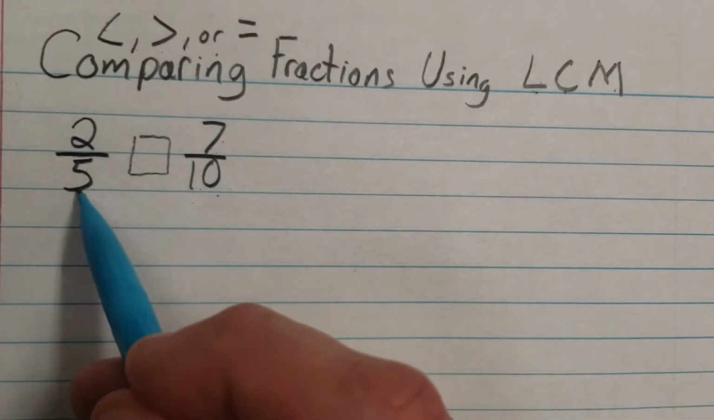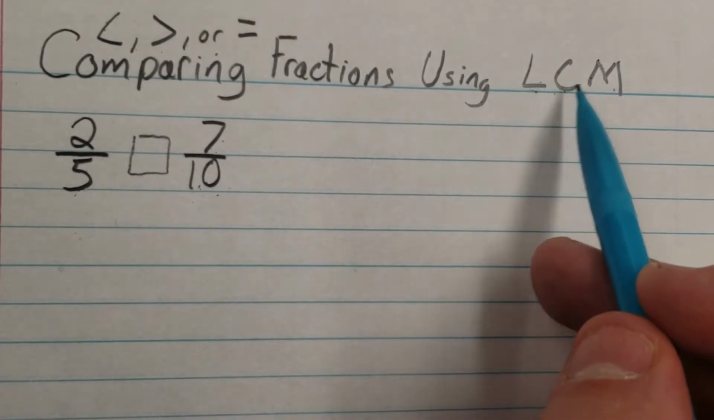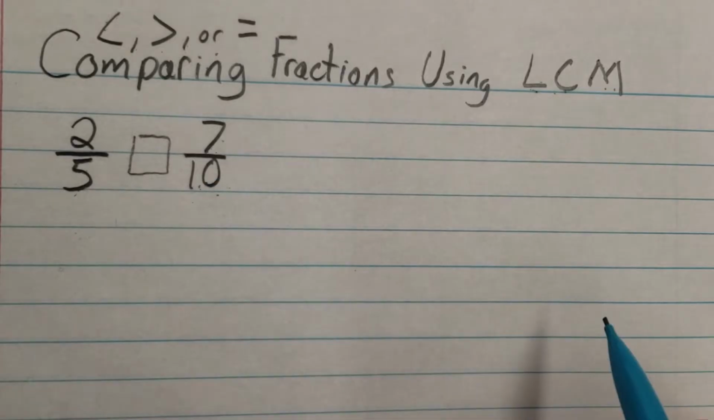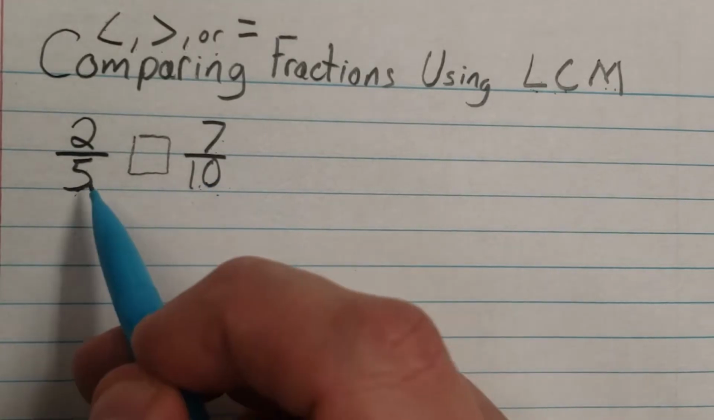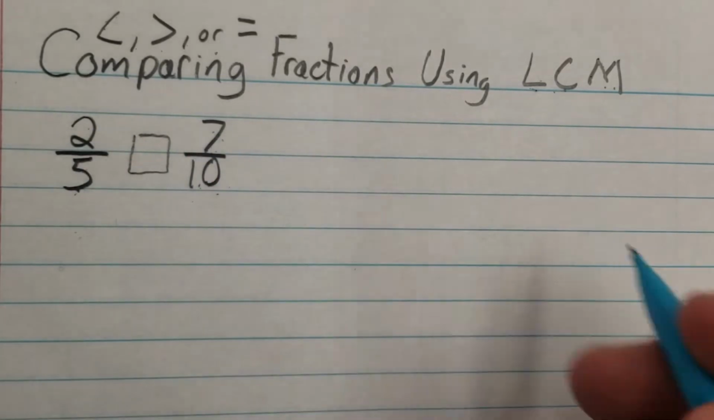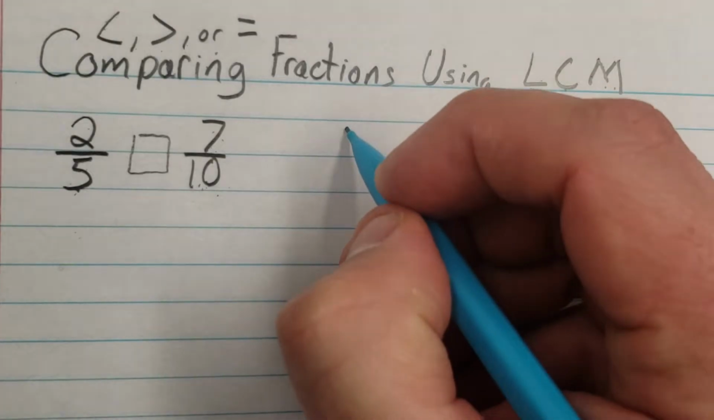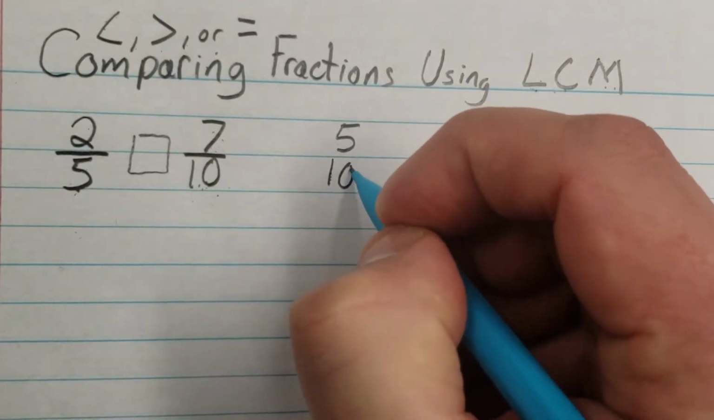Since our denominators are not the same, we are going to have to use the LCM, least common multiple, to make them the same. If the bottom numbers, denominators, were the same, then we can just look at the tops to decide which one has a greater value. So 5 and 10 are different, so we need to find the LCM of 5 and 10.